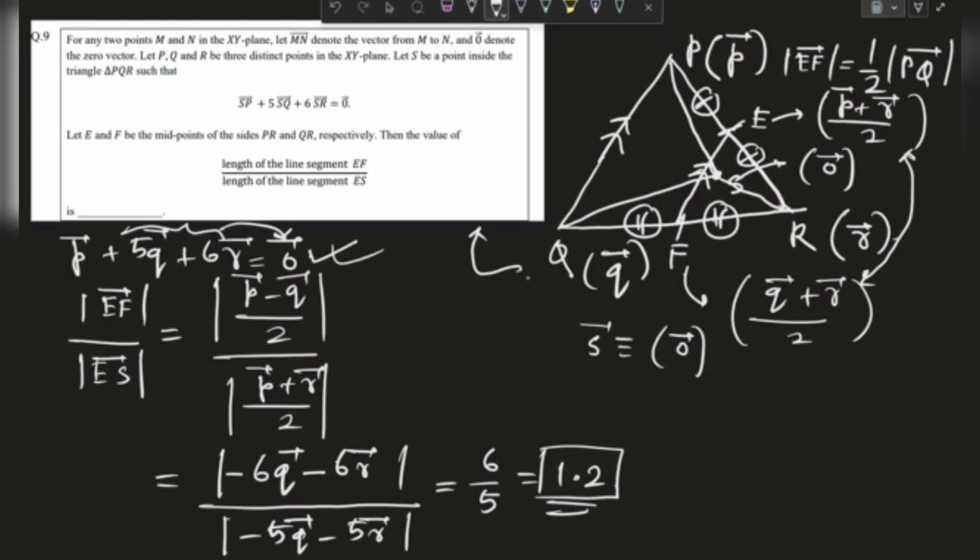So basically this question was very simple, but if you guys don't remember the midpoint theorem, maybe it will be difficult. So now we will proceed with the next question.